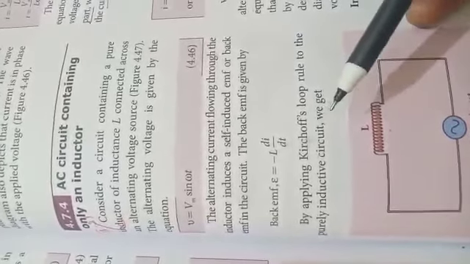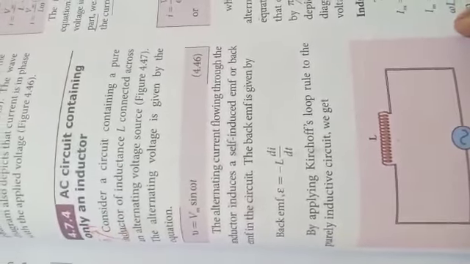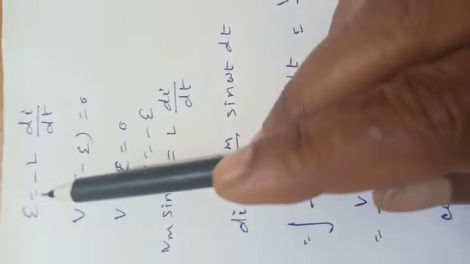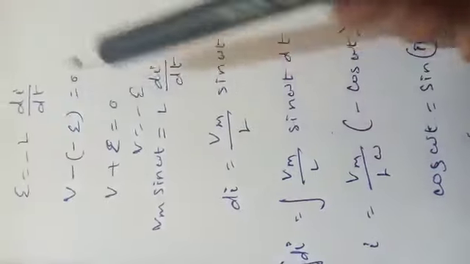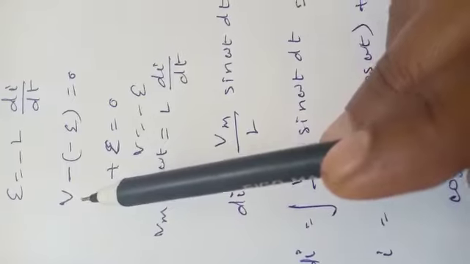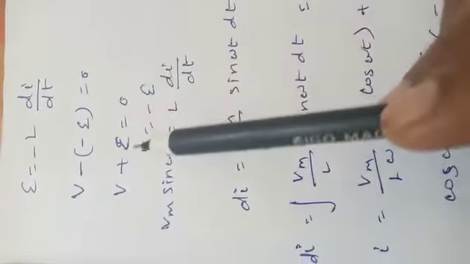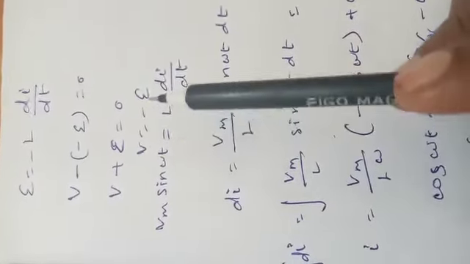By applying Kirchhoff's loop rule to the inductive circuit, we can write V plus E is equal to 0. That means the induced EMF in the coil is equal to minus L di by dt, and V is the applied voltage. We can write V plus E is equal to 0, so V is equal to minus E.